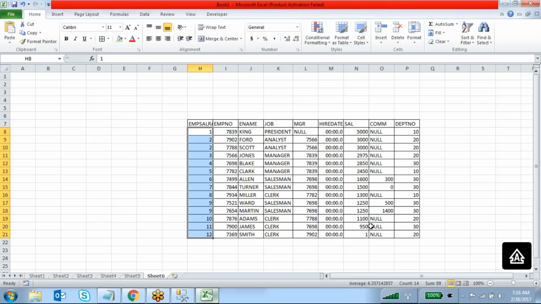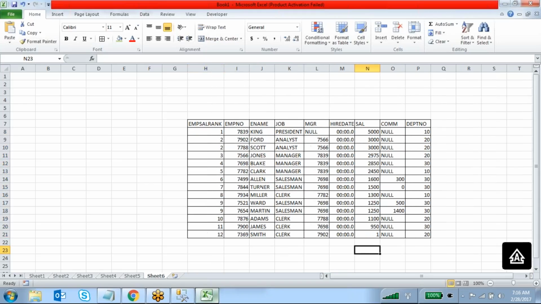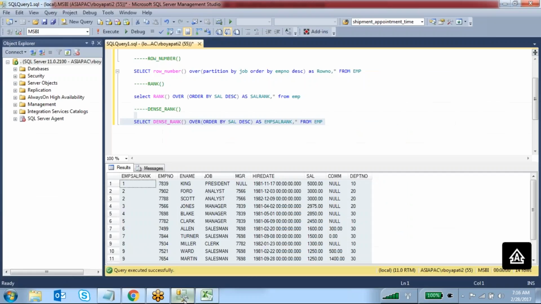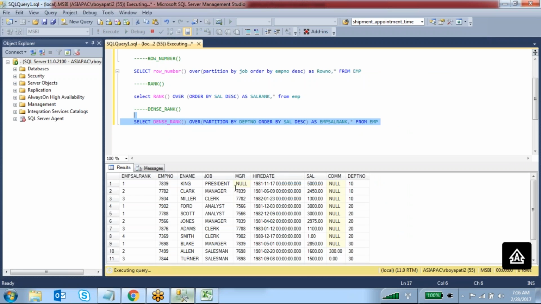But now what I am expecting is that these ranks should be given department wise. So in department number 10, who has the highest salary, who has the second, who has the third highest salary. In department number 20, what is the first highest salary, what is the second. And in department number 30 also. So what we have to do is partition by department number. You can execute this one.